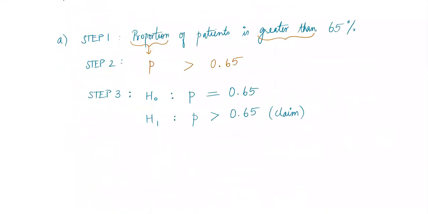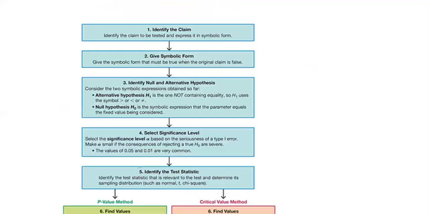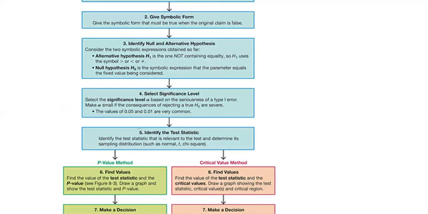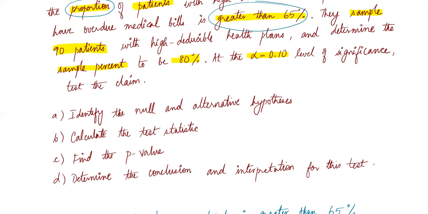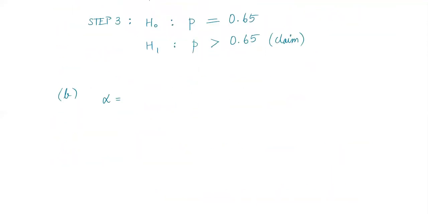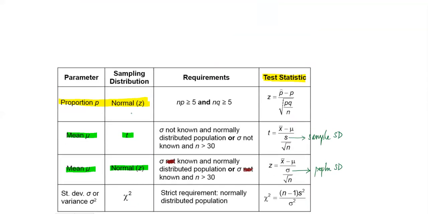Let's answer B. B says calculate the test statistic. So go back here. Calculate the test statistic is step 5. So we have a step 4 in between, right? In step 4, we need to find alpha. Go back to the question. They gave us alpha to be 0.10. Come down here. There's alpha is 0.10, 0.1. Now, because this is to do with proportion, we go to the chart and we use the first row.